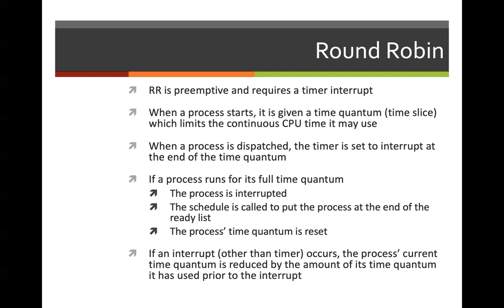And so there are a few things that we need to consider. If a process runs for its full time quantum, then the process is interrupted. The scheduler is called to put the process at the end of the ready list. The process time quantum is then reset. And then if an interrupt occurs, the process's current time quantum is reduced by the amount of its time quantum it has used prior to the interrupt. So these are some specific considerations that have to be taken into account.